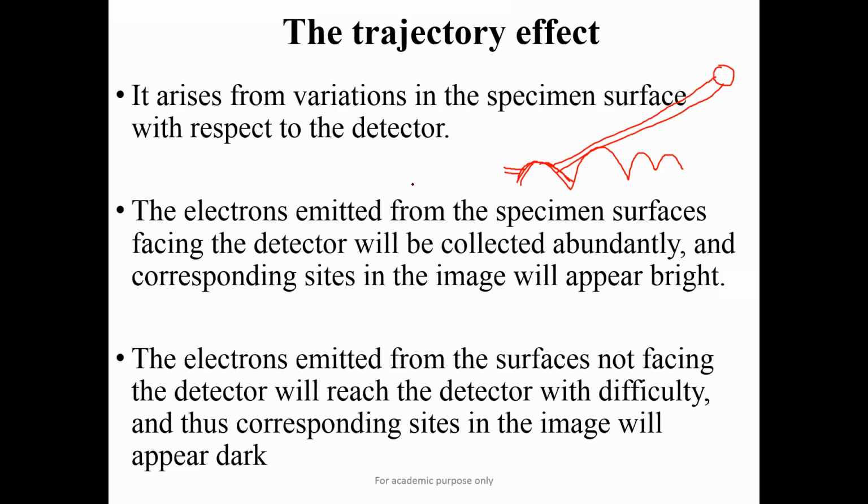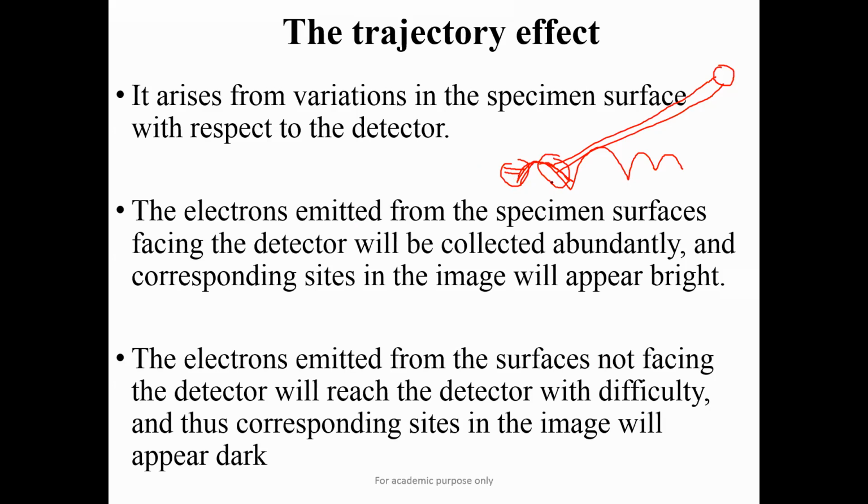The electrons emitted from the specimen surface which is facing the detector will be collected in abundance. That's why this face will look brighter. However, here the collection of electrons will be poor, so that's why this side looks dull.